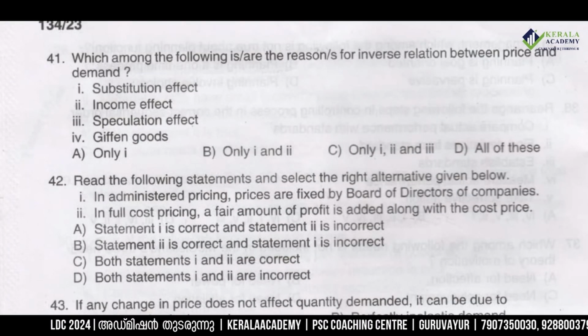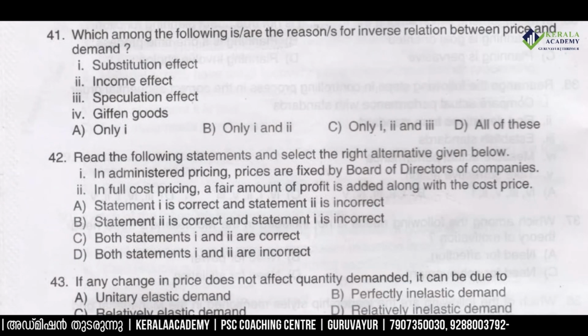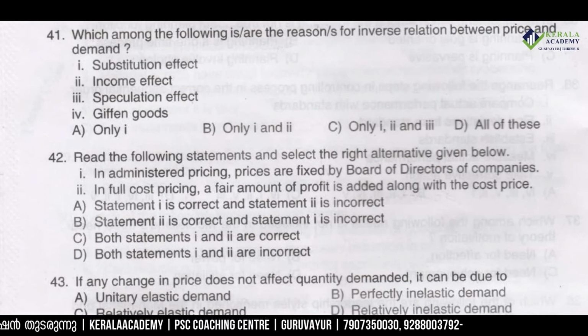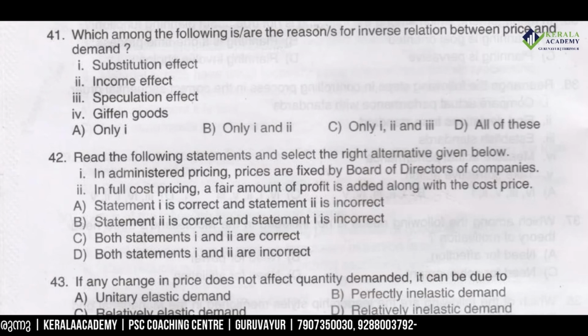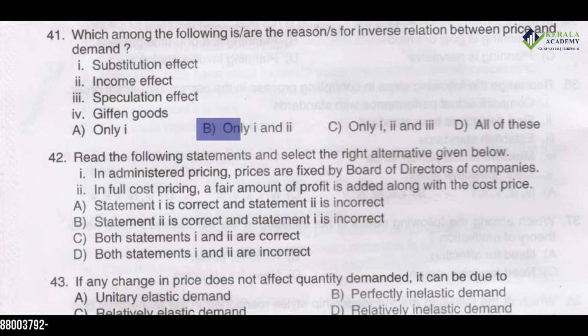Which among the following is the reason for inverse relation between price and demand? 1. Substitution effect, 2. income effect, 3. speculation effect, 4. given goods. Option A, only 1. Option B, only 1 and 2. Option C, only 1, 2 and 3. Option D, all of this. Correct answer option B, only 1 and 2.